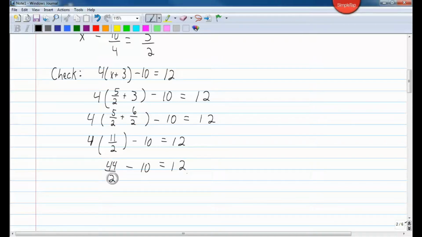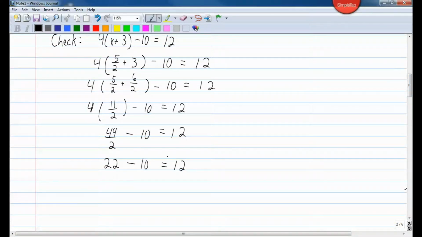And now you can divide 44 by 2. 2 will go into 44 22 times. Right, 2 will go into 4 2 times, 2 will go into 4 2 times. Right, and 22 minus 10 is 12. So you see I get 12 equals 12. Since both sides of my equation are equal, that means that I got the problem right.